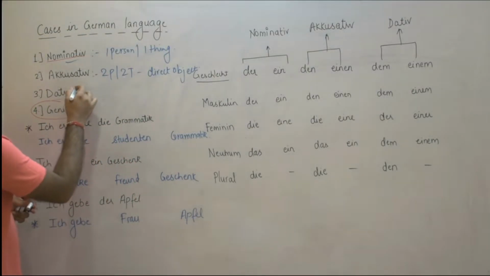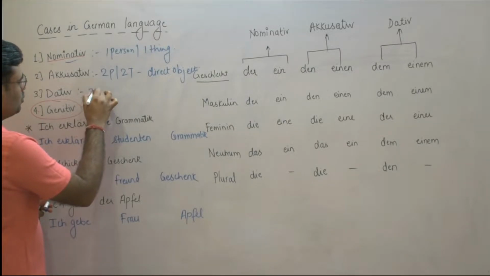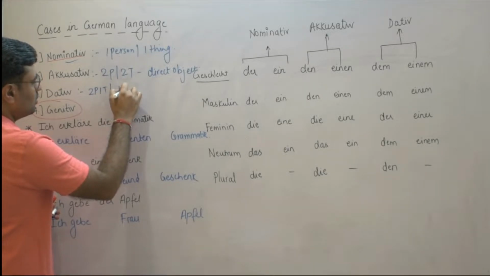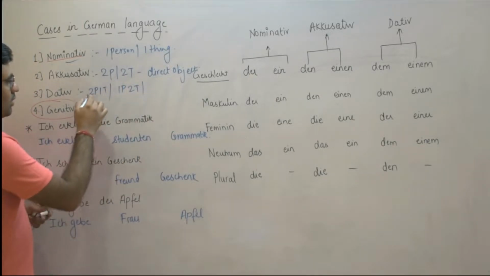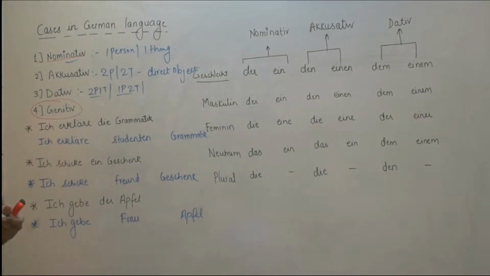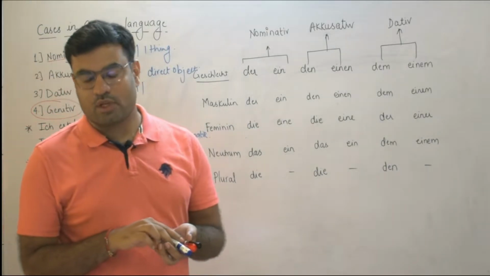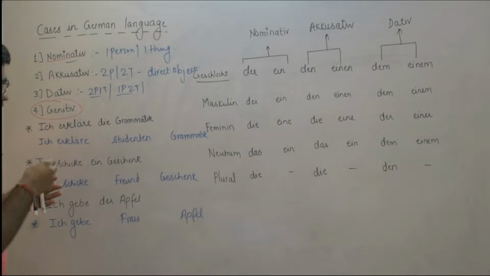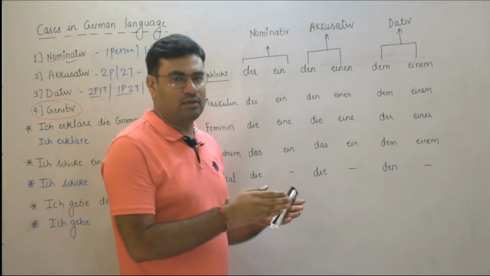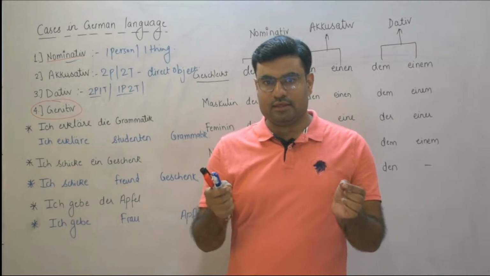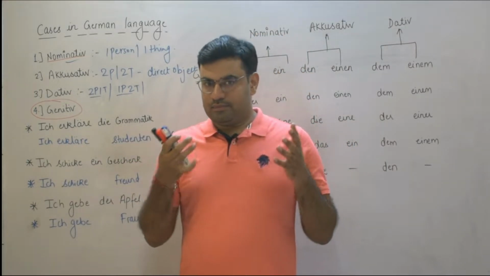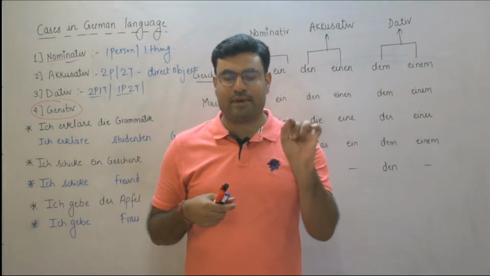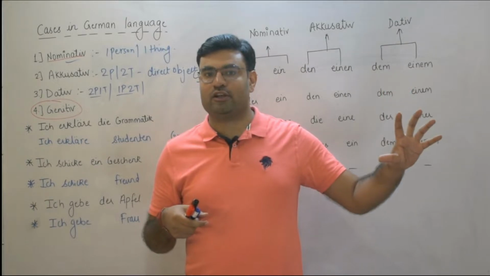Before that, I'll write here: it is two persons and one thing, or one person and two things. Both can be the option. Now a simple example: I write a letter. It's a simple accusative statement because I is the subject. I am doing what? I am writing a letter. So the letter is the direct object.